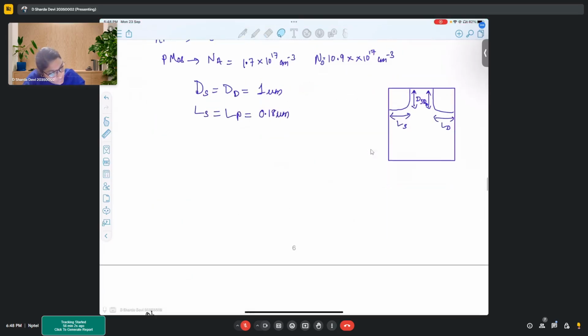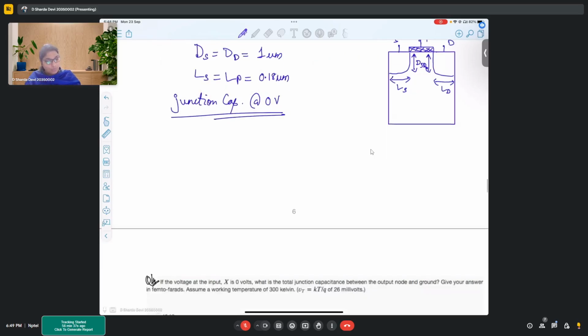Okay. So it is already mentioned that we have to find the junction capacitance. So we need to find the junction capacitance. Let's find the junction capacitance at the zero bias first. So junction cap at 0 volts, that is the one that comes because of doping.